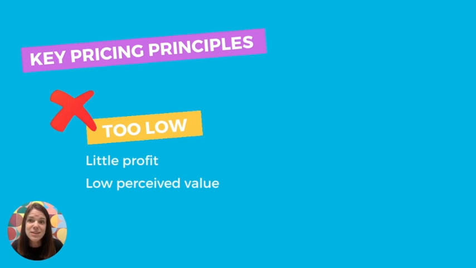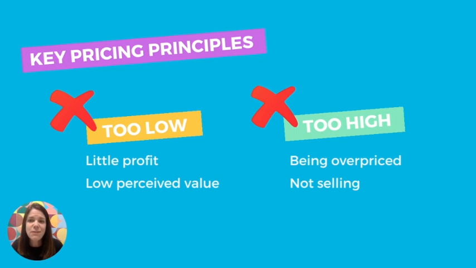Setting your price is a very important part of your kit journey, because if you price too low, you run the risk of low profit margins, too little profit, and low perceived value. And if you price too high, you run the risk of being overpriced and not selling. And that would really suck, right?